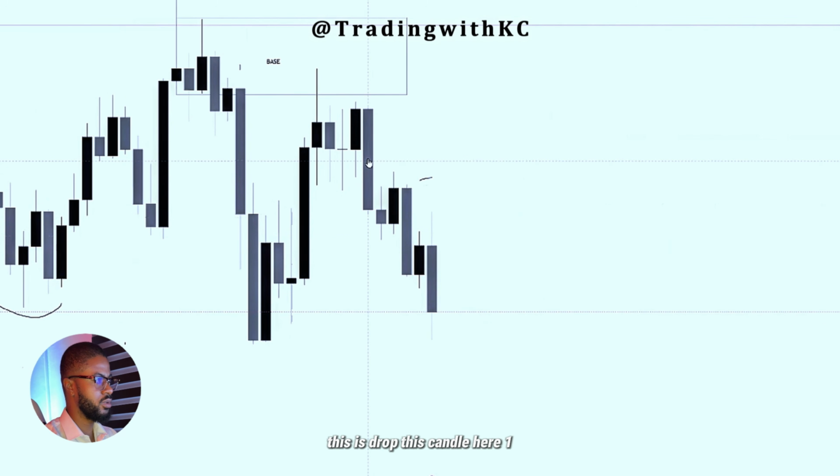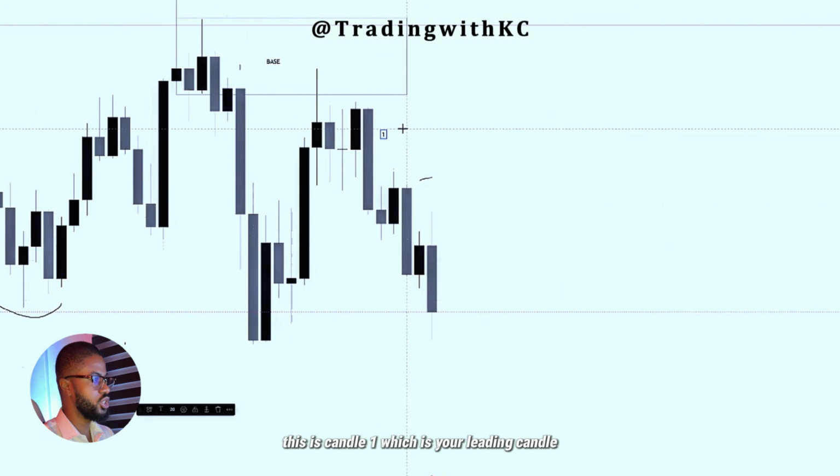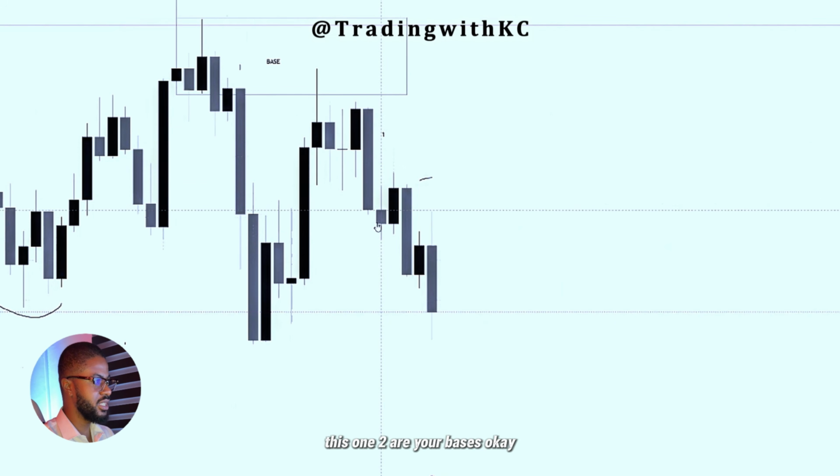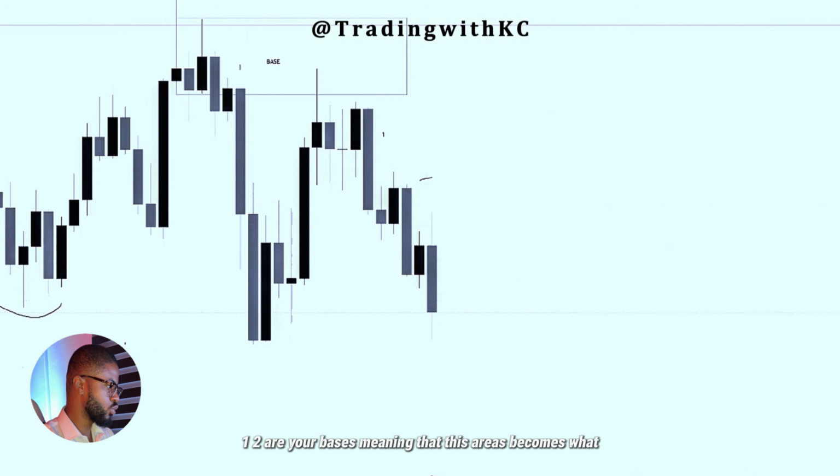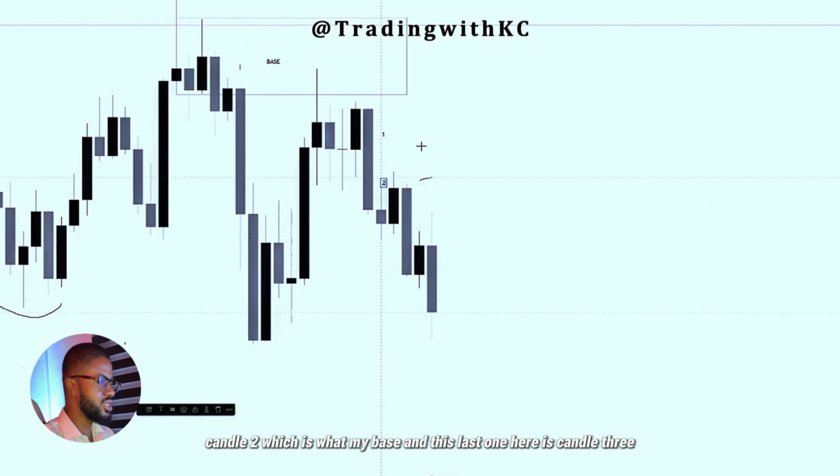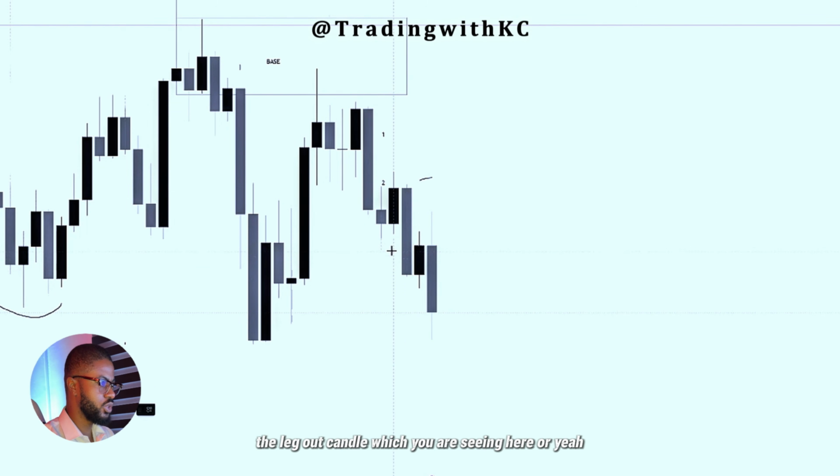This is drop. This candle here, 1. This is candle 1, which is your legging candle. This 1, 2 are your bases, meaning that these areas become what? Candle 2, which is what? My base. And this last one here is candle 3, which is the leg out candle, which you are seeing here.